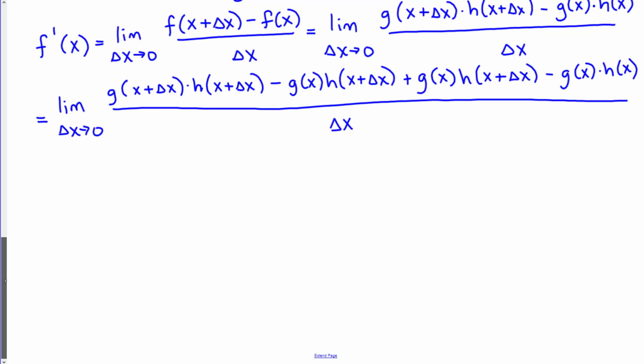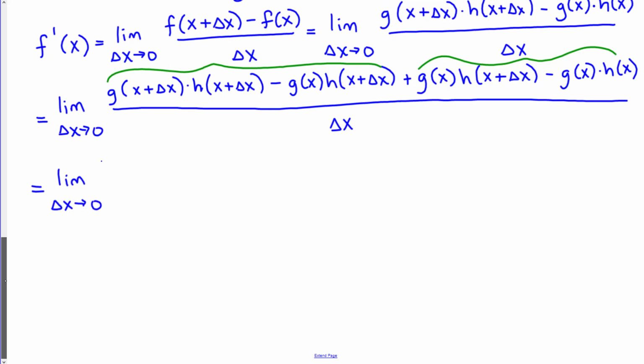So the reason that I chose this term is that in the first two terms, here and here, I have a common factor now. That common factor is h of x plus delta x. And in the second two terms over here, I also have a common factor. That common factor is g of x. So what I can do is factor those out, which lets me rewrite this limit a little bit.